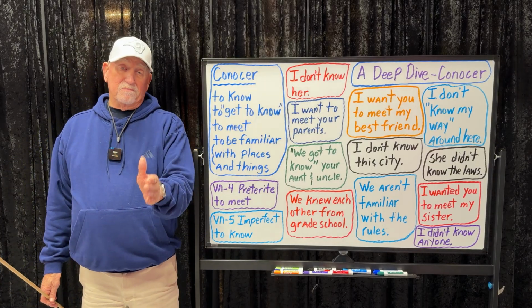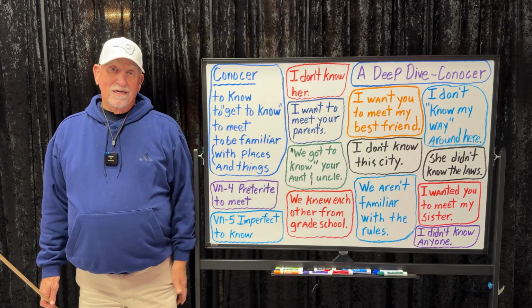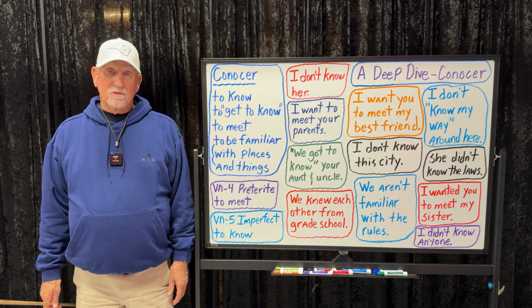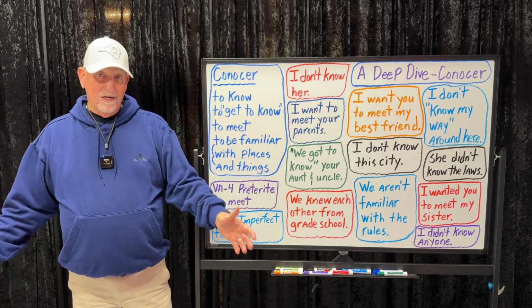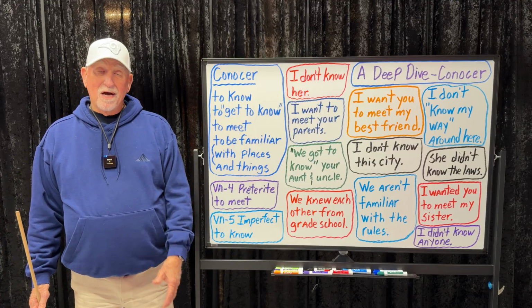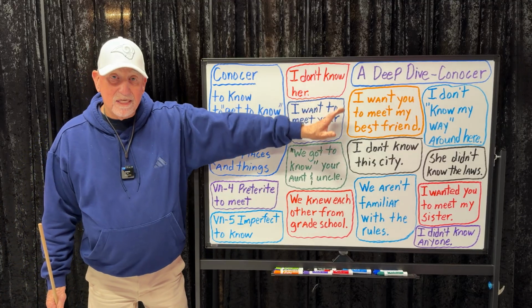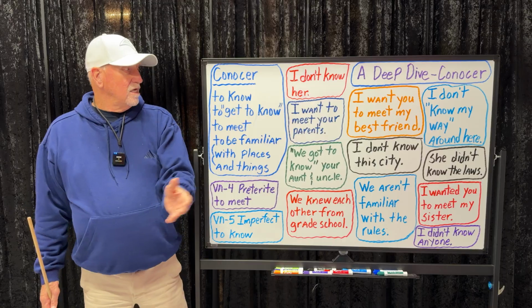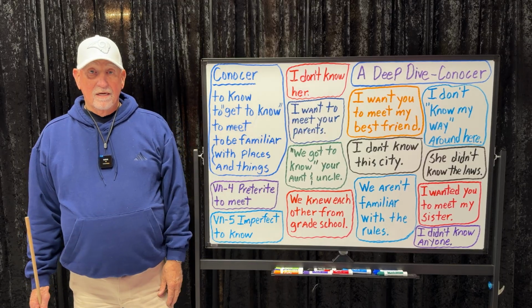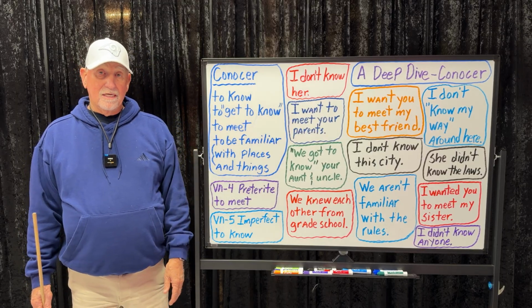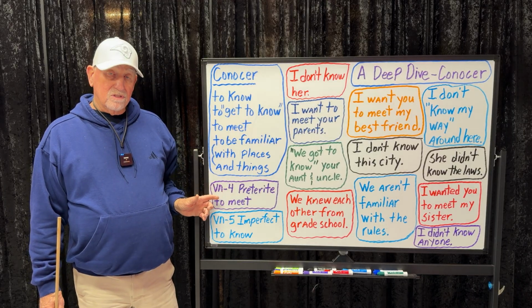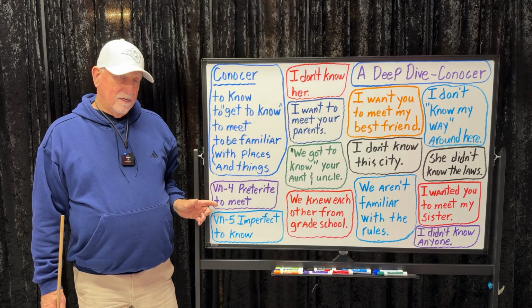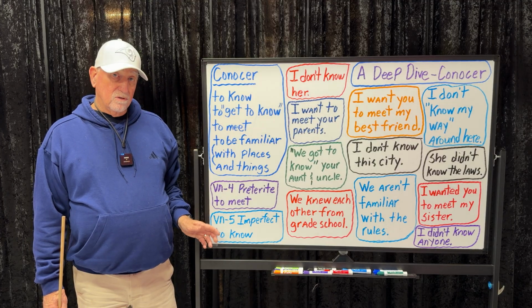That is a deep dive with the verb conocer, right? Not too deep of a dive. We're not hitting the Mariana Trench. Maybe the bottom of a wading pool. It's not a really deep lesson, but it's a very important lesson because conocer is used very frequently on a daily basis. So make sure, especially when you go in the past, that you get conocer preterite to meet, and conocer imperfect to know somebody.